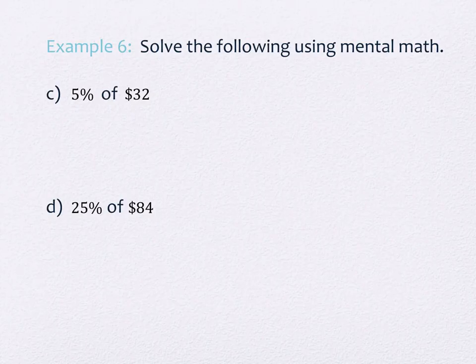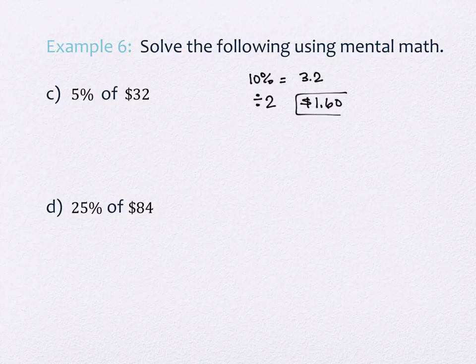How about 5%? What would I do for 5%? 10%. Fabulous. 10%. So what is 10% of 32? 3.2. And then Miranda said we'll divide it by 2. So what is 32 divided by 2? I'm sorry, 3.2 divided by 2. Yeah, it's 1.6, so $1.60. These are all dollars just because the numbers are given to us in units that are $1.